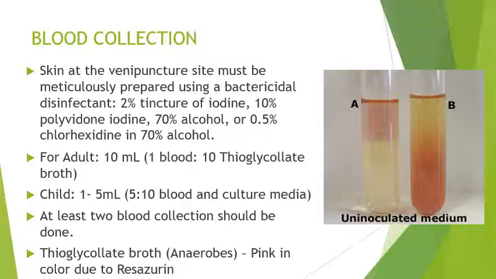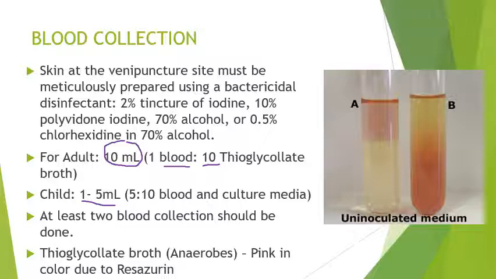For an adult, you need to collect 10 ml of blood. The dilution of blood to culture media must be 1 part blood to 10 parts thioglycolate broth or culture medium. So it's actually 1 plus 9. For a child, we collect 1 to 5 ml, and the ratio is 5 to 10.